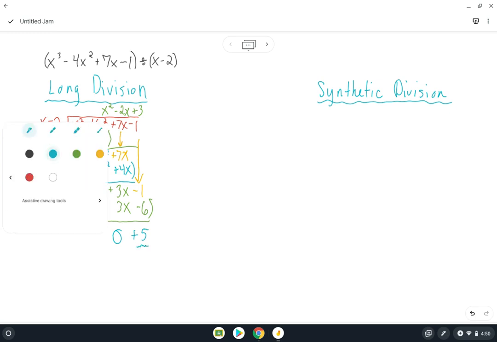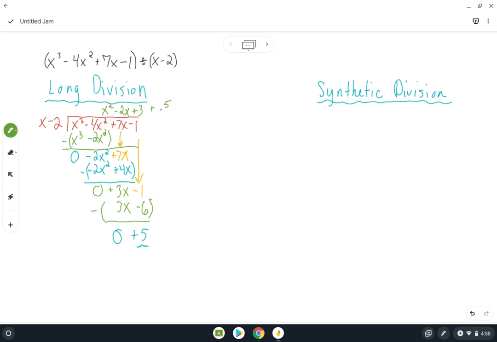And whenever we write the remainder, we're going to write it as 5 over what you're dividing by, which is x minus 2. So just a little something to consider. We got as our solution x squared minus 2x plus 3 with a remainder of 5 over x minus 2.